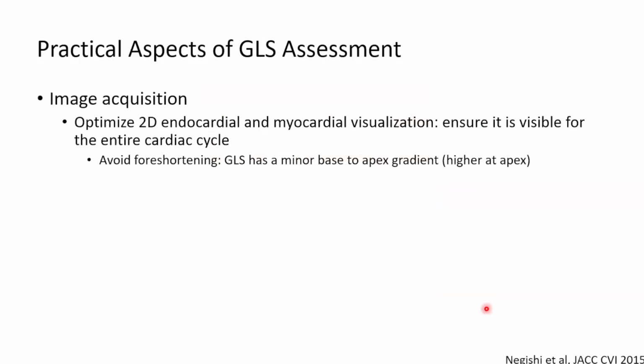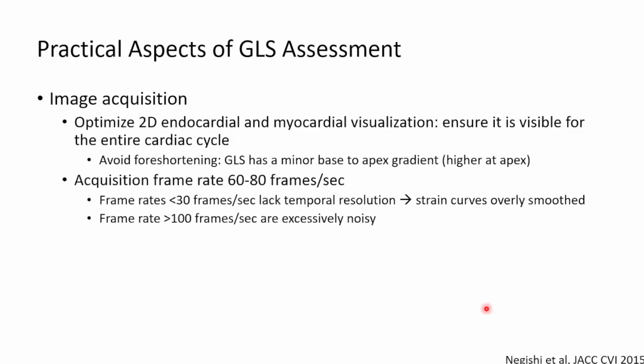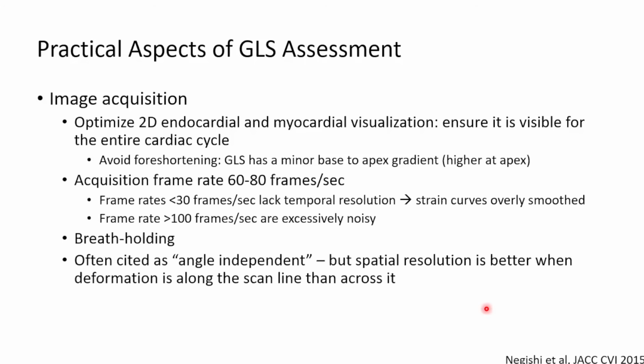And like I said, we can apply strain analysis on just 2D echo images, but ideally we want to make sure we have as good of an endocardial and myocardial visualization as possible. We want to avoid foreshortening because there's actually a minor gradient in GLS from the base to apex, higher at the apex. We want to avoid shortening as much as possible to avoid issues with that. Generally, we want to acquire the frame rate at about 60 to 80 frames per second to optimize temporal resolution. We want to use breath holding as much as possible to avoid motion as a result of respiration.